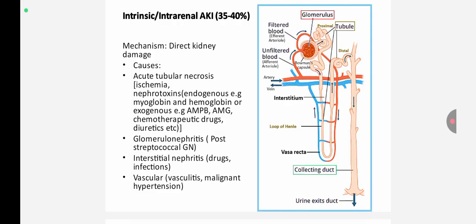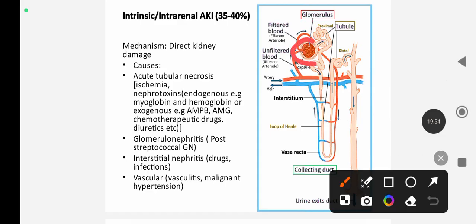Now, the other form of intrarenal AKI is your glomerulonephritis. This has to do with the glomerulus. Remember where the glomerulus is, right? Here, it has to do with the glomerulus. So anything that causes inflammation of the glomerulus would definitely cause acute kidney injury.